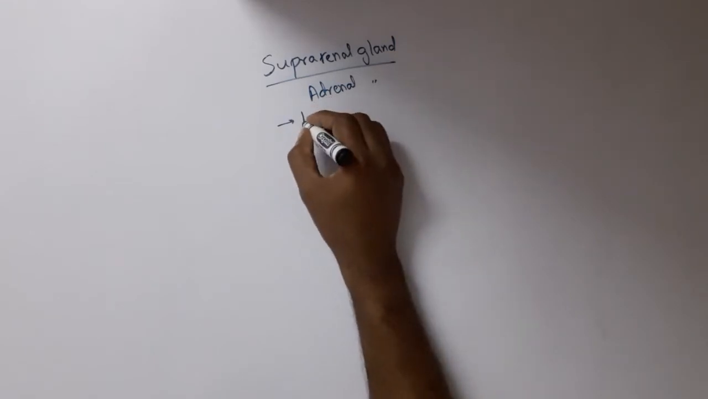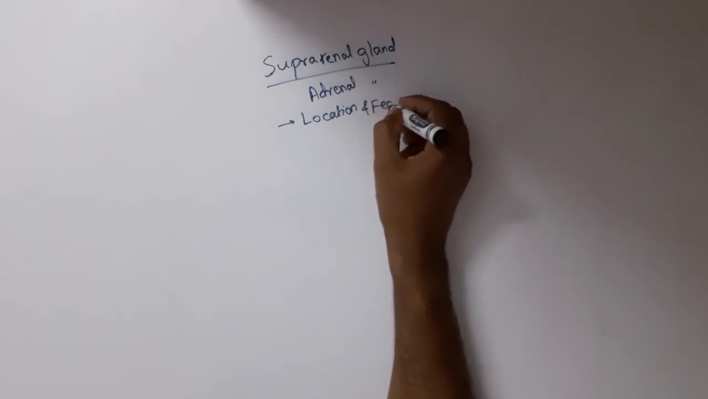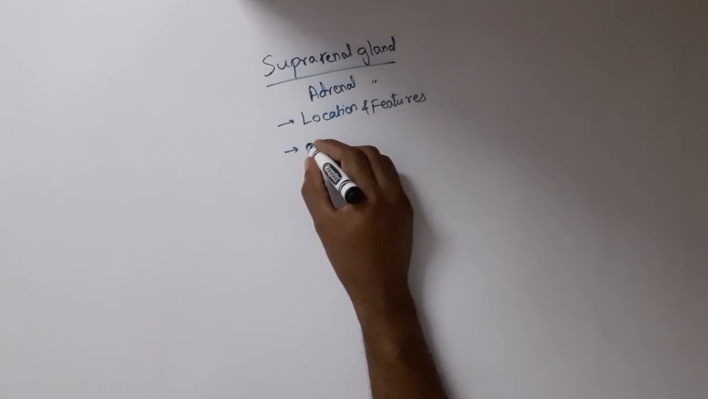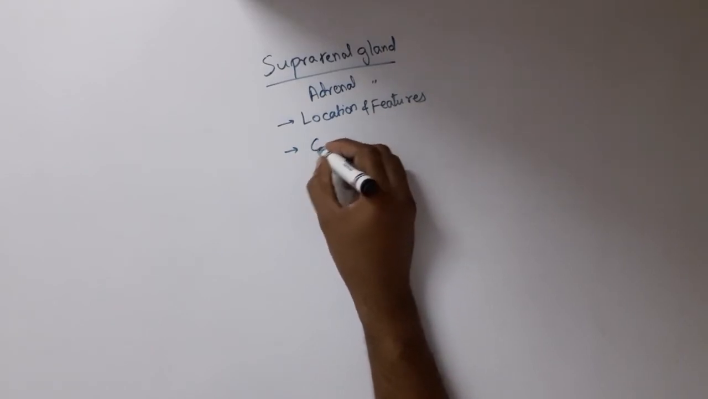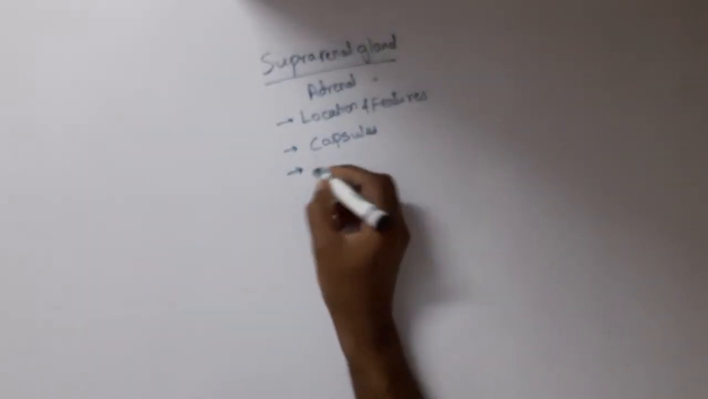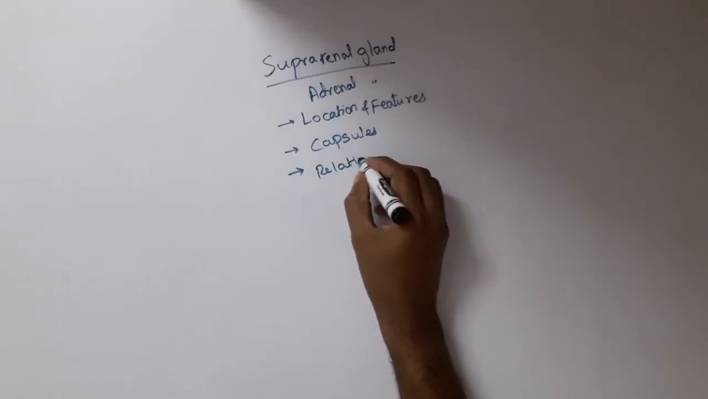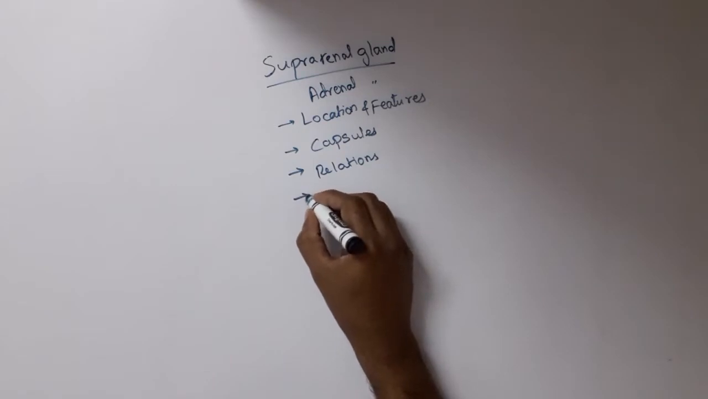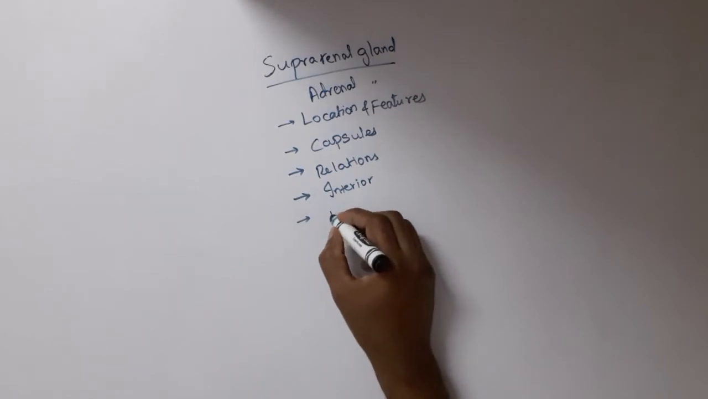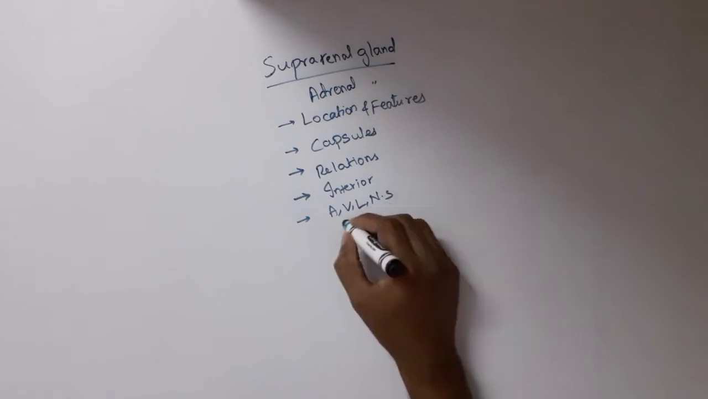So this we'll be seeing under the following headings. Where it is located, that is location, and its features. Then we'll be seeing what are the capsules related with this. Then we'll be seeing the relations of this. Then the interior part of it, and at last the arterial, venous, lymphatic, and nerve supply of this.